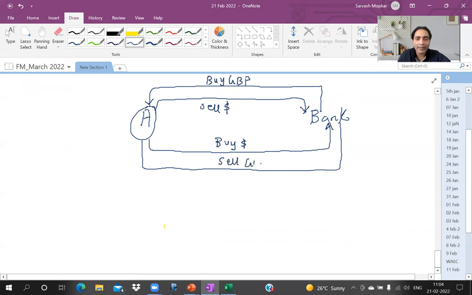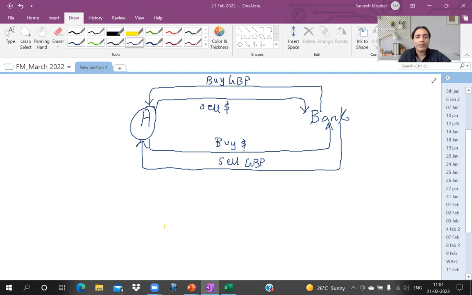Okay. Any doubt in this? Will you be able to understand this diagram? I've just expressed the transaction, the exchange that is happening between A and bank. Have you understood this? You can also draw it for any question. Till the time you are clear about concepts, you can draw the diagram. Later on, you won't need it. Gradually, you won't need the diagram. So have you understood this?